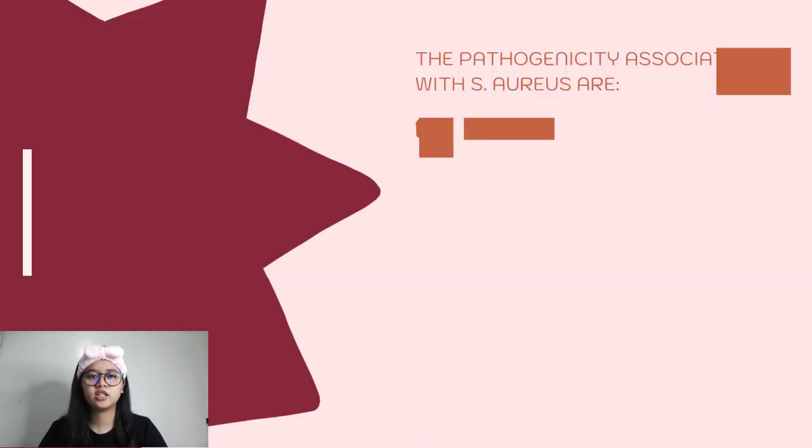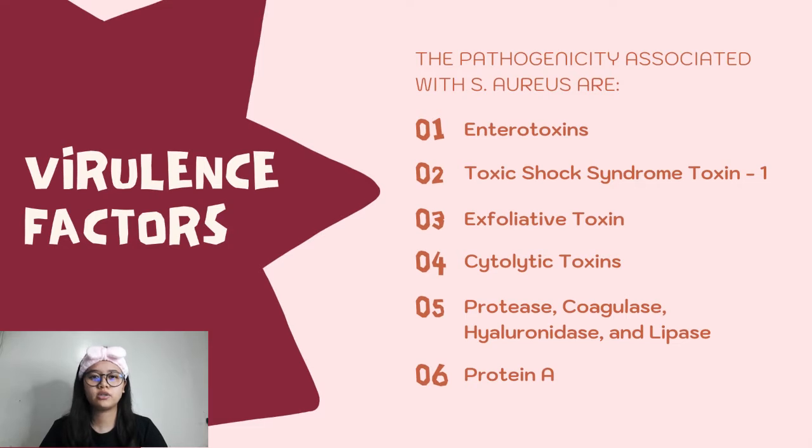The pathogenicity associated with Staphylococcus aureus are enterotoxins, toxic shock syndrome toxin 1, exfoliative toxin, cytolytic toxins, protein A, and different enzymes such as protease, coagulase, hyaluronidase, and lipase. Enterotoxin is associated with staphylococcal food poisoning since this toxin is heat stable, which means reheating food does not prevent the infection.